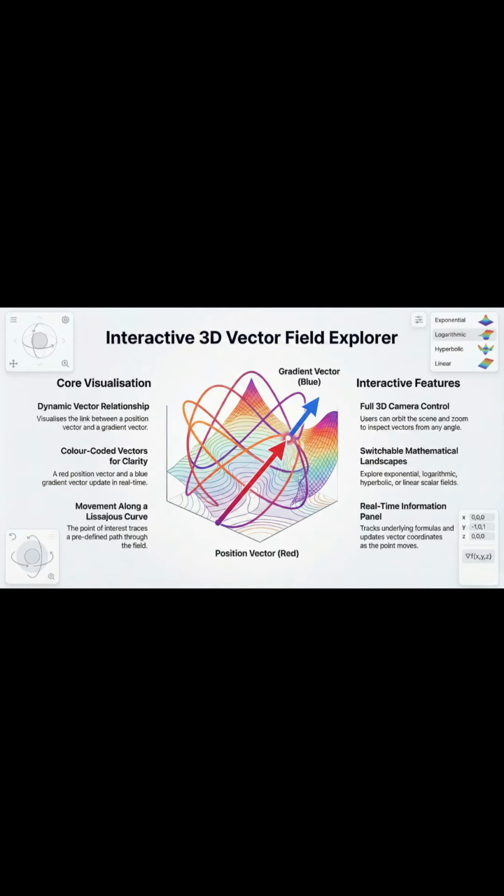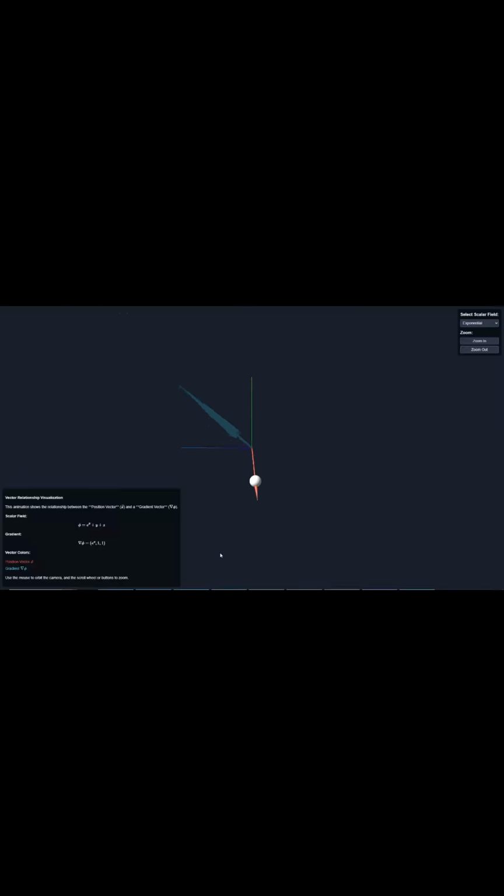And finally, this thing is super hands-on. You can actually switch up the entire mathematical landscape on the fly. Jump between exponential, logarithmic, or even linear fields, and just watch how those vectors react. Plus, there's an info panel right there that gives you all the formulas and real-time coordinates, so you can really dig into the numbers. When you put together that clean vector identity with this dynamic visual tool, you get a really complete picture of how the angular gradient works.